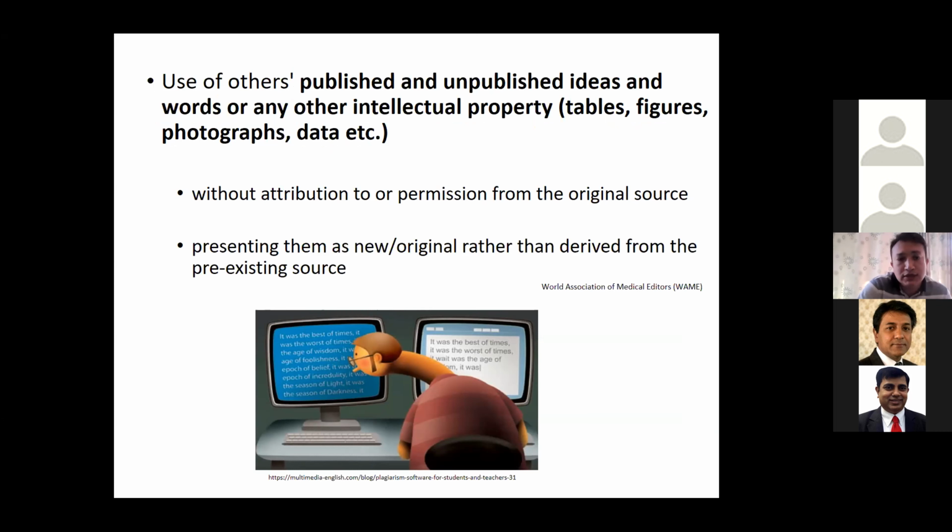These are two very important issues in this definition. One is without attribution to or permission from the original source, because you don't say that, okay, this is taken from this source, or this idea I got from this author or this article. And second is you are presenting that information as if it is your own, rather than saying, no, this is not mine, I derived this from some other source. These are two important aspects you have to understand about the explanation of plagiarism.